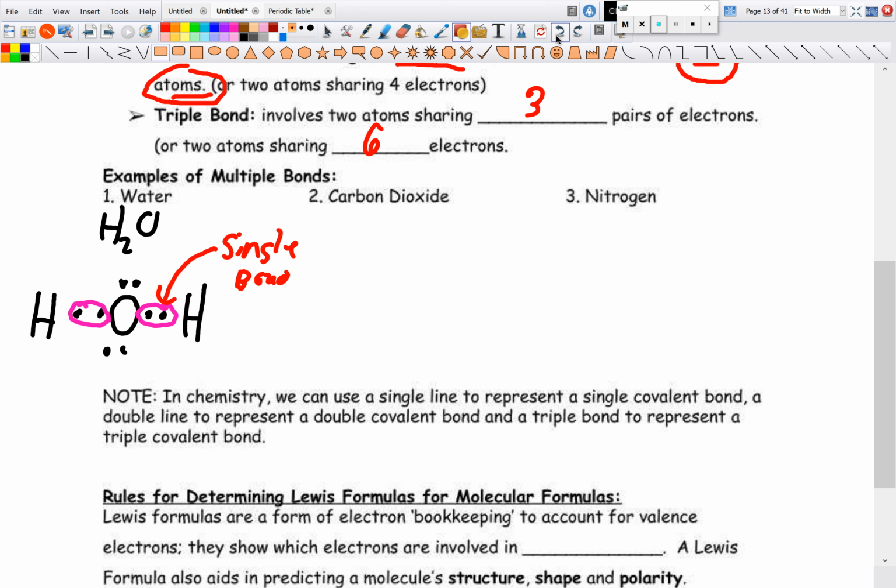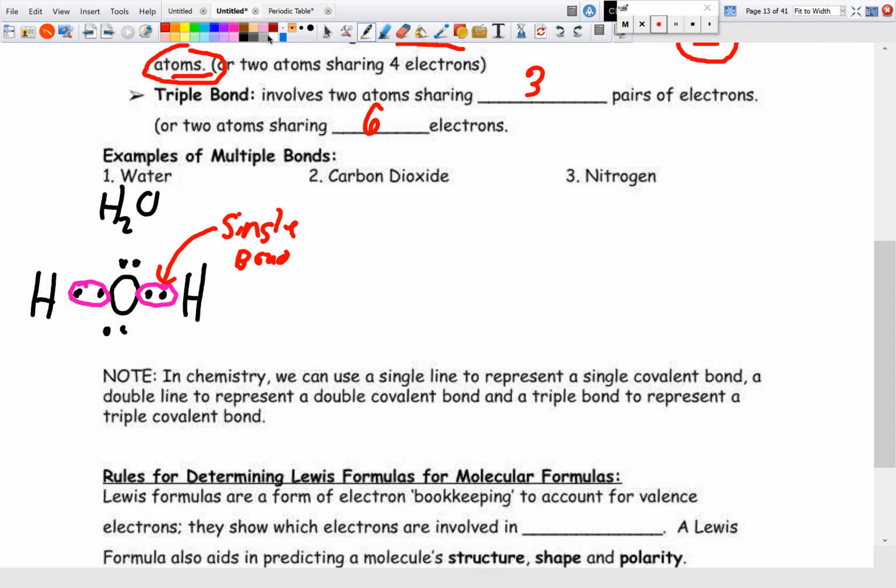Now if you want to look at the other one, same thing: you completely cover up what's happening here, and you only look at what's happening between the two atoms. And here we see that between this oxygen and this hydrogen is a single bond. All right? So moving on to carbon dioxide.